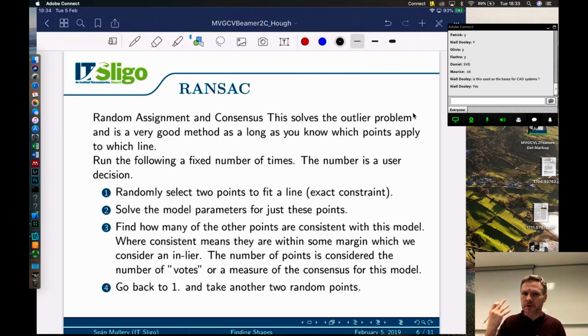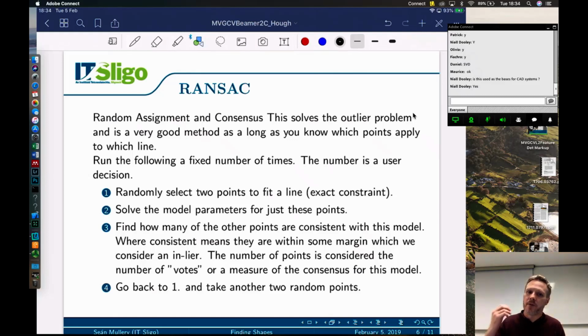And we count those up, and we count those as votes. So if we get a particular 2 points, we draw a line between them. We count how many have a consensus with that line. In other words, are fairly close to it within a certain bounds, and we kind of keep this voting register, and we run this a certain number of times. And again, that's a parameter that the user will have to determine based on the system.